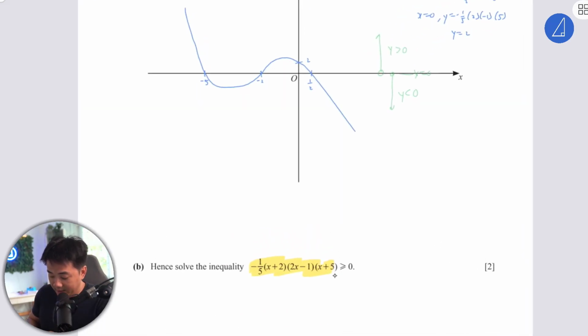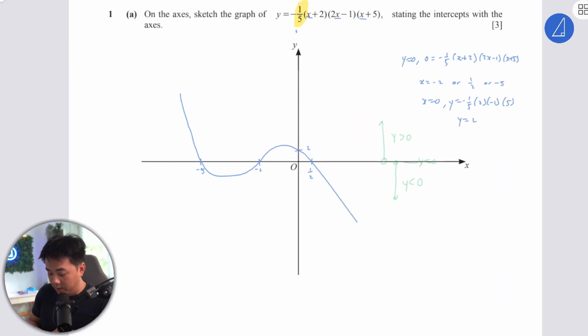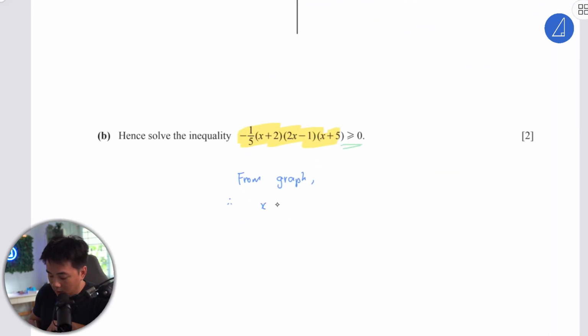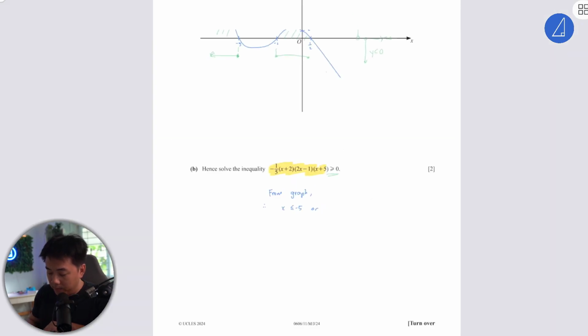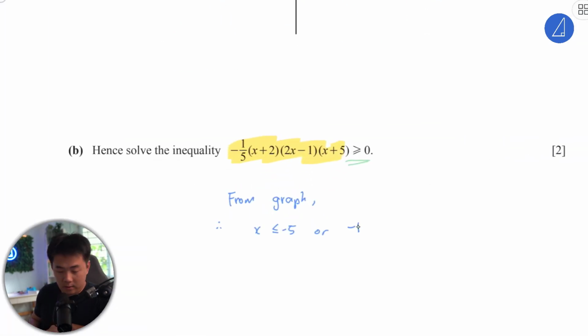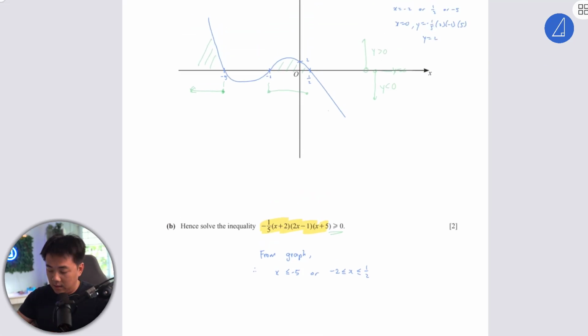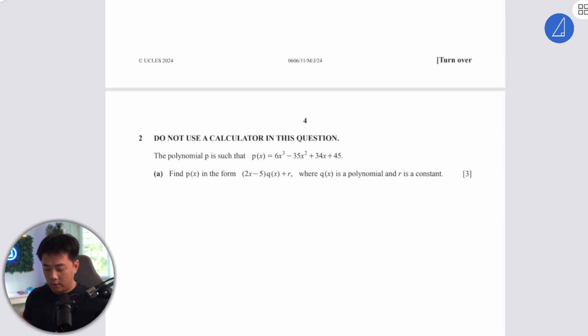Now because we need it to be at least 0, essentially we need it to be above the x-axis, and also on it, so the range here will be from -infinity to -5 inclusive, and after which from -2 to 1/2, inclusive as well. So the inequality, from the graph, is x at most -5, or x between -2 and 1/2, including 0. So we are taking anything that is above the x-axis and also on the x-axis.